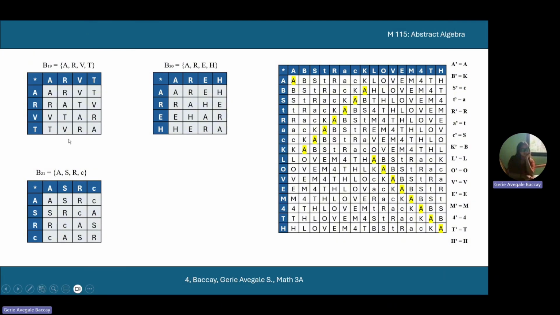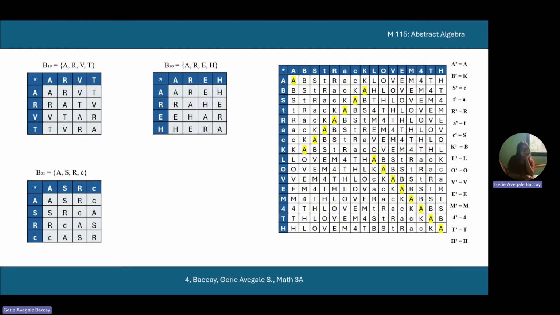B sub 19, we can see that the result remains within the subset. Therefore, the subset is closed under the operation, satisfying the first condition for being a subgroup. And then the identity element A of G is in H. So it satisfies the second condition.